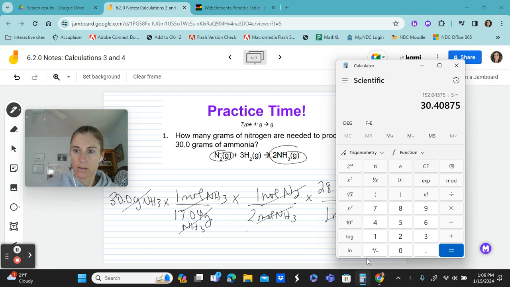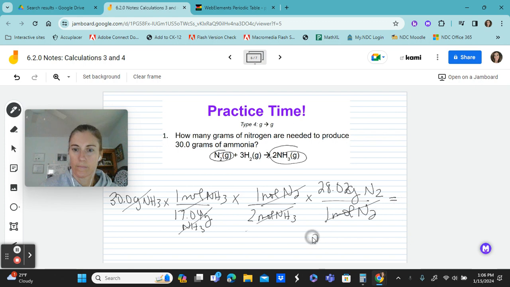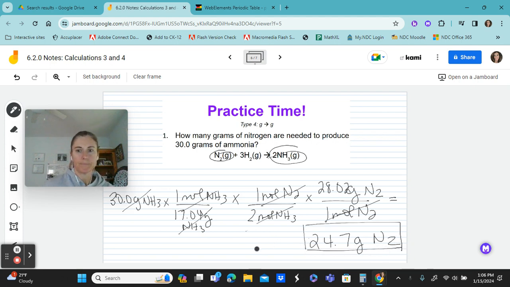So in our calculator, 30 times 28.02 divided by 17.04 divided by 2 gives us 24.7 grams of nitrogen. And that's how much we should make in theory. I'm sorry, that's not how much we should make. We should have. This is a reactant. So this is how much we should have to start out with to create 30 grams of ammonia.